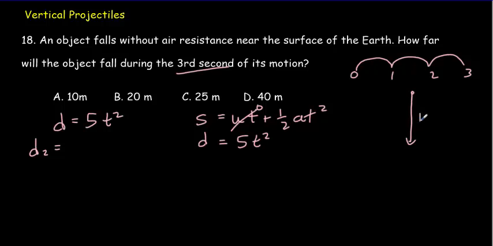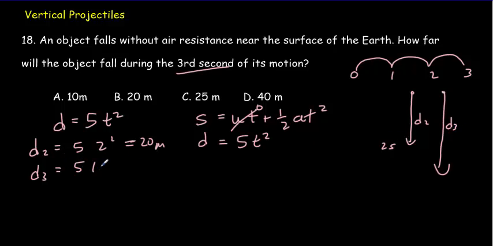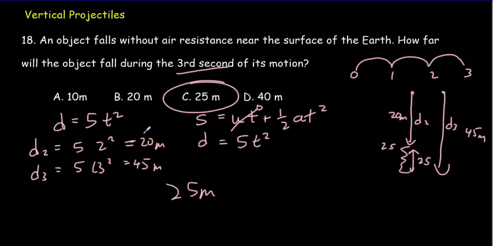So how far does it fall after 2 seconds? That would be given by 5 times 2 squared, which is 20 meters. And we can do the same thing after 3 seconds. How far does it fall? d3 would be 5 times 3 squared, or 45 meters. And what we're looking for is the difference in the two distances. So this one here was 20 meters, this one here is 45 meters, and the difference would be 45 minus 20, or 25 meters. And that would be answer C.